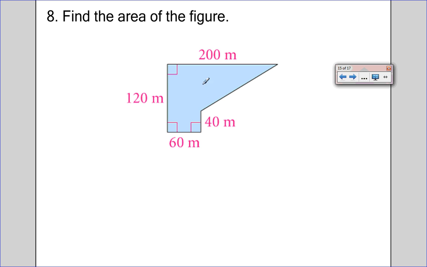All right, finally, here we have a composite figure. We're going to draw the altitude here to make a triangle and a rectangle. 120 times 60 is 7,200 meters squared for this rectangle. Now here, if this is 60, this piece is 140. If this is all 120, this is 40, it leaves 80 here. So I'm going to do 80 times 140, divide that by 2, and you get 5,600 for this piece. So the total area is 12,800 meters squared.